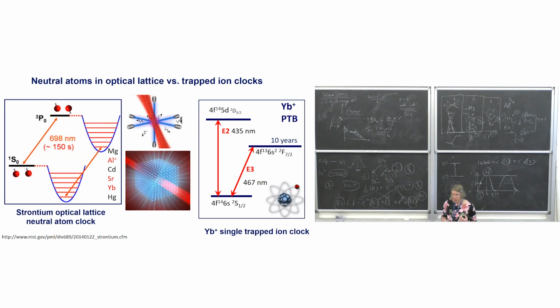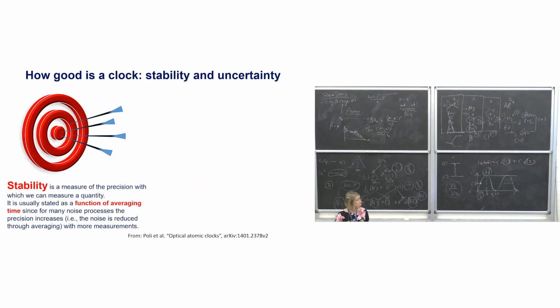And I've used the word uncertainty and I used the word stability. So there are two completely different parameters which describe how good the clock is. And in terms of dark matter searches, we really need to know about both. Okay, so let's say you throw darts. Some darts are on center, some darts are off center. And what you do is average, right? So the stability usually increases as a function of averaging time. This is how well we can measure a quantity.